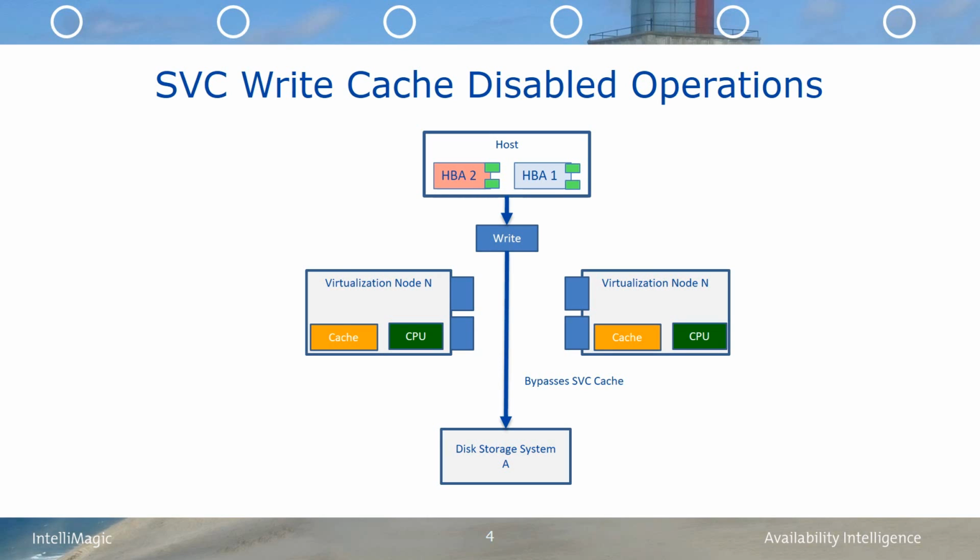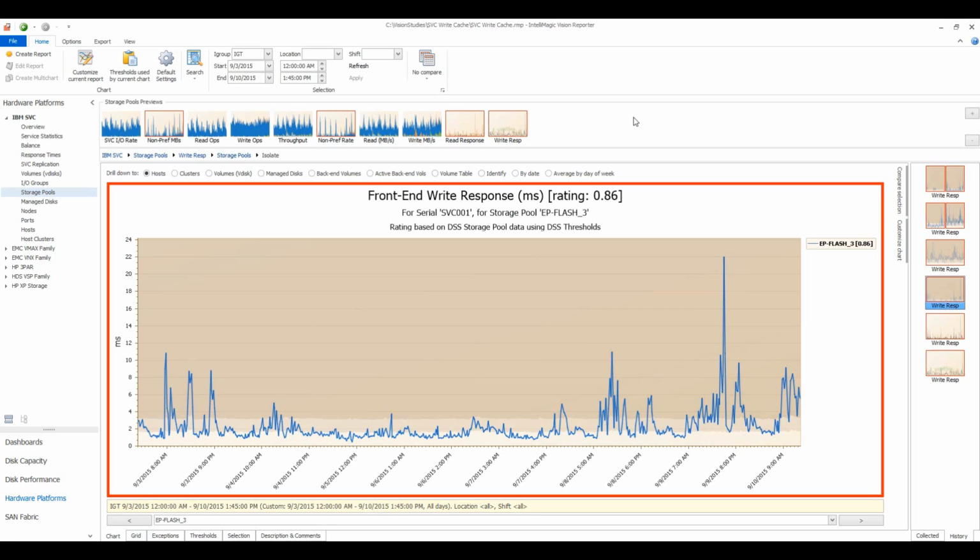It has been suggested that in order to maximize throughput for large sequential operations on SVC volumes residing entirely on IBM Flash systems, you should consider disabling the write cache. During this video, we will look at whether this was true for the workload we examined. In this case, we want to look at the storage pool EP Flash 3 write response time for a week while the write cache was enabled.